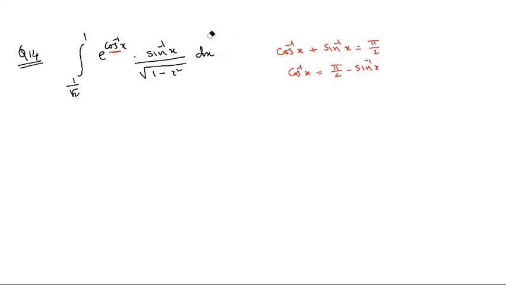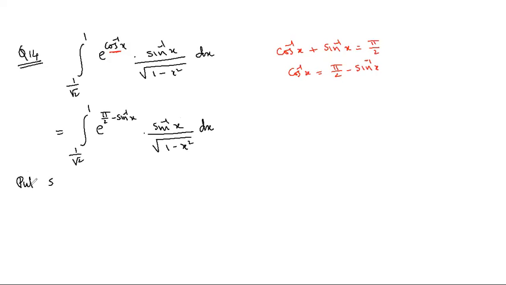So you will be writing this as integral from 1 by root 2 to 1 of e to the power pi by 2 minus sin inverse x, into sin inverse x upon root of 1 minus x square, into dx. So put sin inverse x equal to t. 1 upon root 1 minus x square into dx is dt.